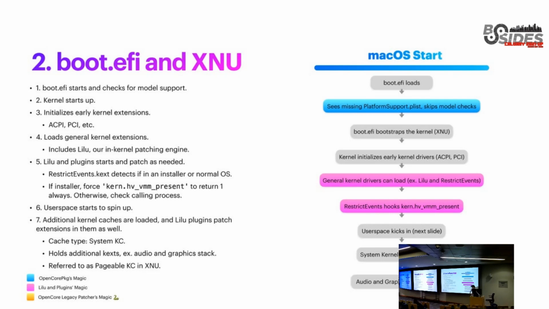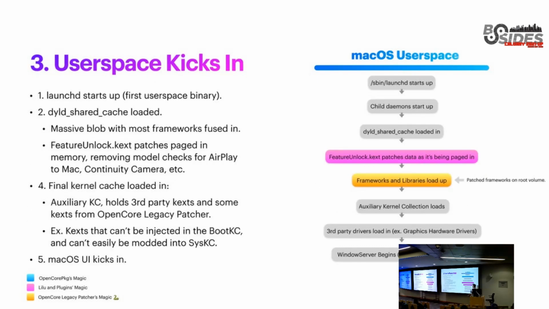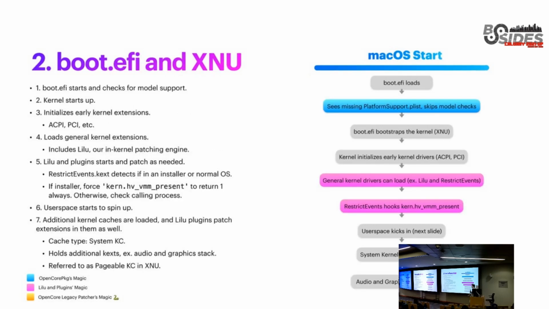This is where Lilu and RestrictEvents and all those fun ones come in. They're going to load up, and RestrictEvents is going to do its magic and hook onto the kernel. It's going to reroute the value depending on what's happening and continue on. Then user space will start to kick in, and then the second stage kernel collection, the system kernel collection, will start up. This holds audio and graphics, just the general stuff there. Mainly ones that are not required to boot, but are still needed for a useful experience.